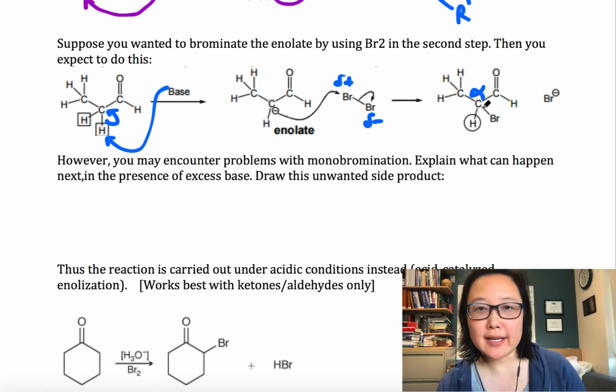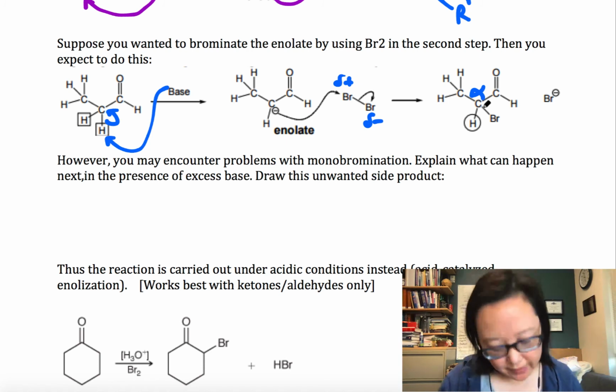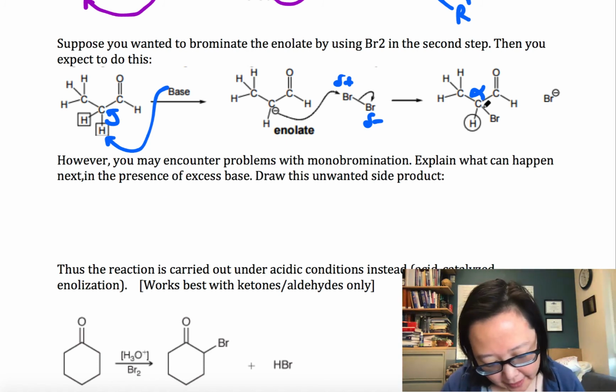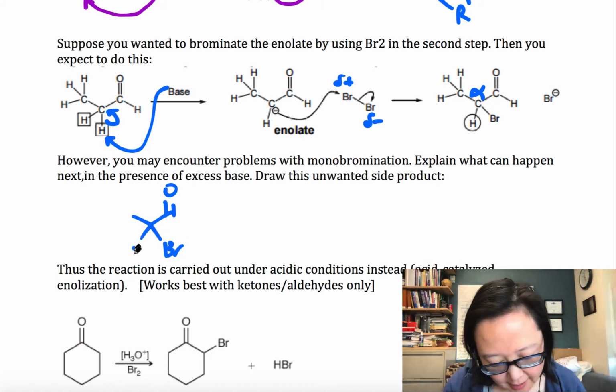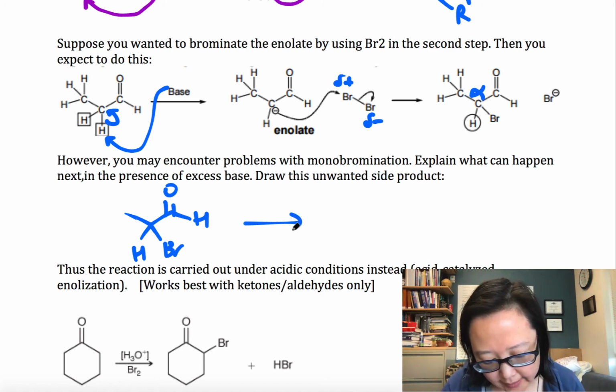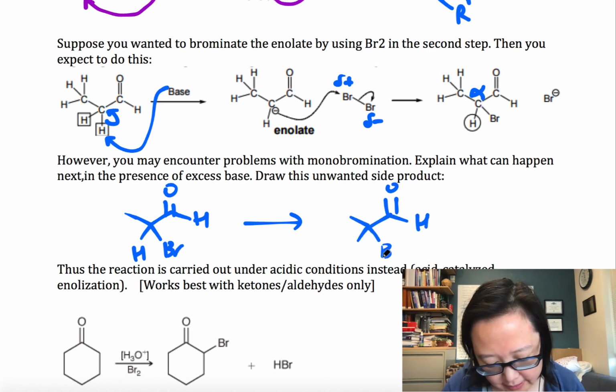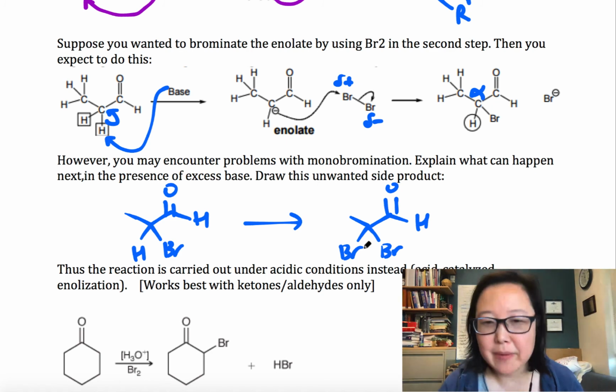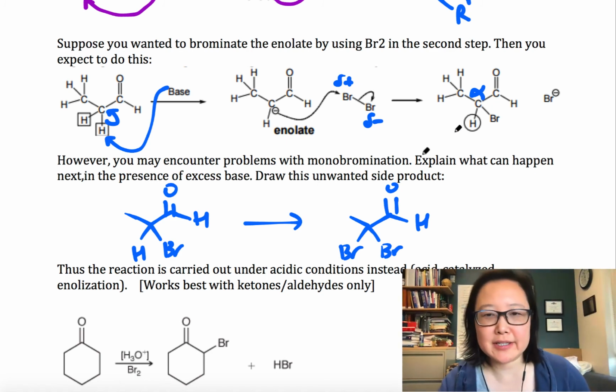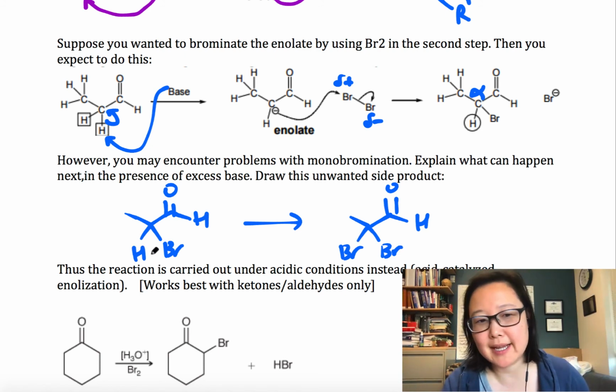Now let's say we're trying to do only one bromine. We don't want two bromines. The problem is that this alpha brominated product will be very difficult to stop at the monobromination. We generally tend to see multiple brominations occur. So if you wanted only one bromine, it's very difficult to do this reaction and only get one bromine. It's more likely that you will get two bromines instead.